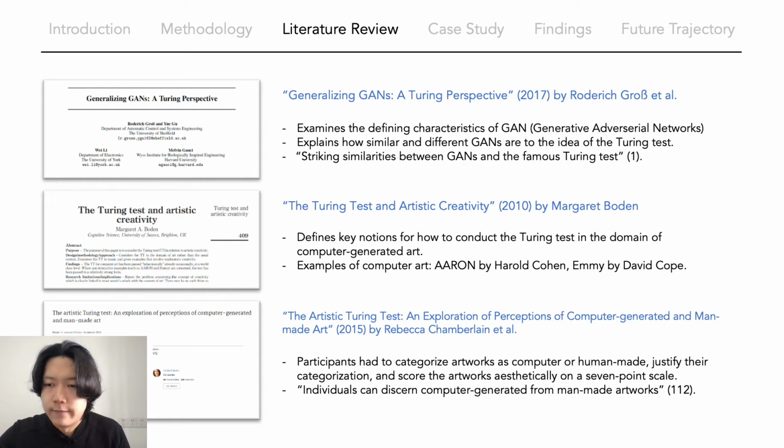Lastly, in 2015, Rebecca Chamberlain et al. conducted a similar Turing test that required participants to label artworks as computer or human-made. And also, they had to justify their categorization and rate the artworks aesthetically on a 7-point scale. The authors conclude that individuals can discern computer-generated from man-made artworks. I believe this outcome is partially due to their selection of the images, because some of the human-made paintings they present were drawn by famous artists, for example, Henri Matisse.